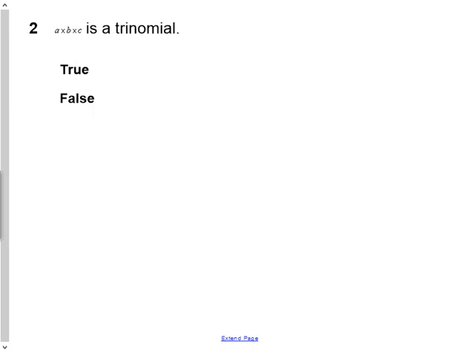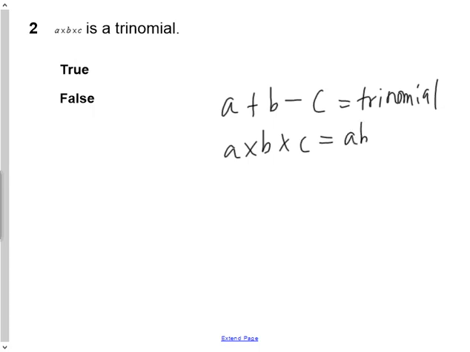So, question number 2 says A times B times C is a trinomial. Well, when we studied the definitions, if we have 3 terms that are added, I'll put the subtraction here just to show the difference, A plus B take away C is what we call a trinomial because it is the sum of 3 different terms. But when we have A times B times C, that can be written as simply ABC because we know that when a variable or a number is next to another variable, it means multiplication. And therefore, A times B times C looks like a trinomial, but in fact, it is a monomial.